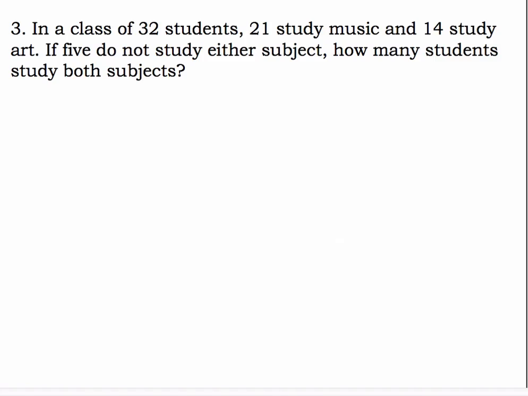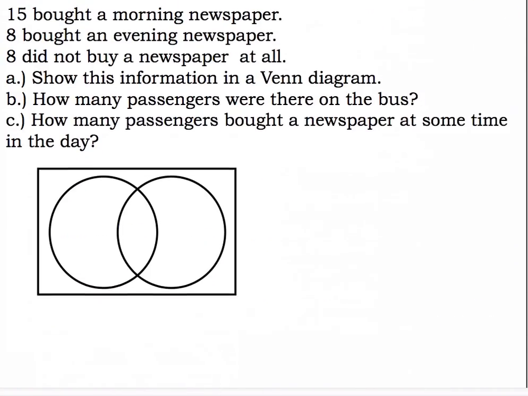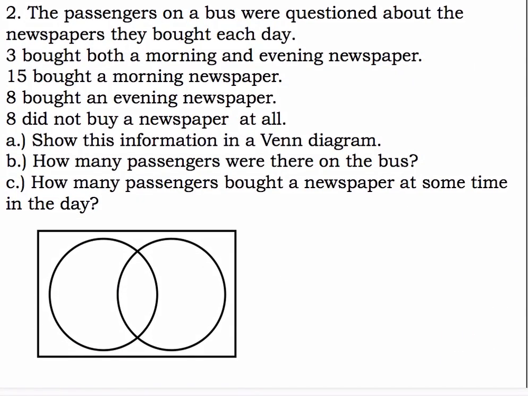Alright, next example. The passengers on a bus were questioned about the newspapers they bought each day. 3 bought both a morning and evening, 15 bought a morning, 8 bought an evening newspaper, 8 did not buy at all. Okay, so we have morning and evening.